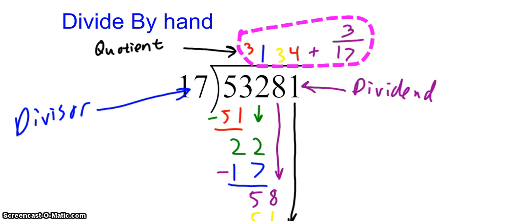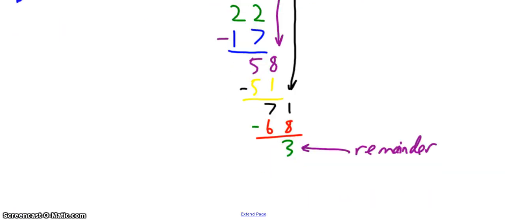Let's talk about this a little bit. First of all, some definitions. Again, this stuff is on your packet. Look at it. Divisor, that's 17. That is what we are dividing by. 53,281, that is the dividend. That's what we're dividing. 3,134, that's the quotient. So that's the result of division. And then the 3, that's the remainder.